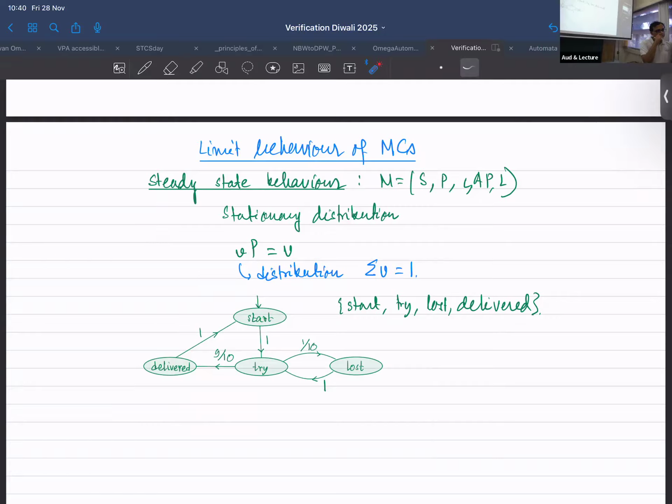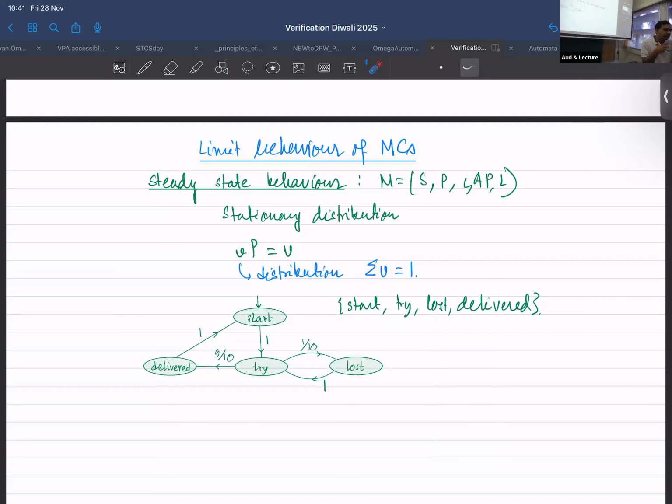Is it clear? So suppose I may be 20% of the time in this state, 30% of the time in this state, 15% here and 35% here. Just as an example, I'm saying it. They may not be true even for this Markov chain. I have not computed. But all I'm saying is that this is the meaning of the steady state distribution.